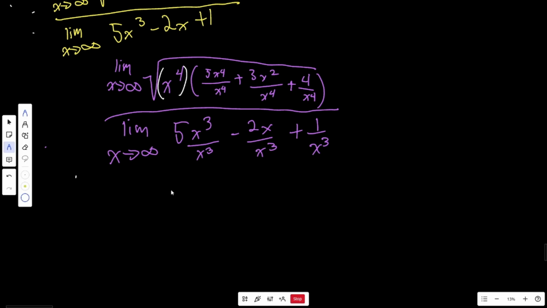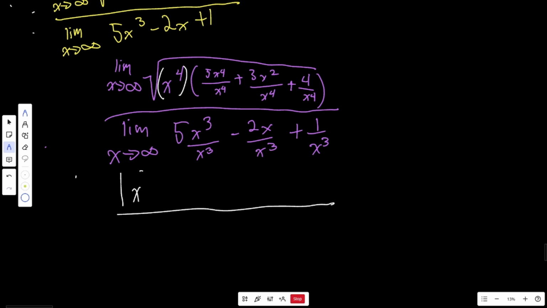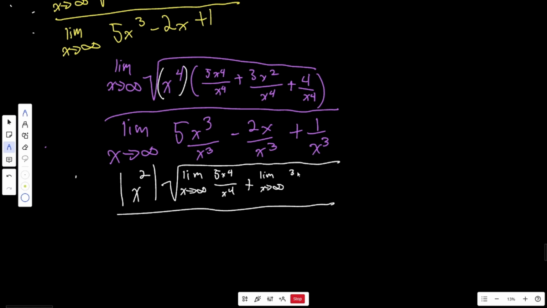And that basically makes it so that we now have the absolute value of the square root of x to the fourth, which is just x squared, times the square root of everything else inside. Now we're going to distribute our limit statement again. So the limit as x approaches infinity of 5x to the fourth over x to the fourth plus the limit as x approaches infinity of 3x squared over x to the fourth plus the limit as x approaches infinity of 4 over x to the fourth.